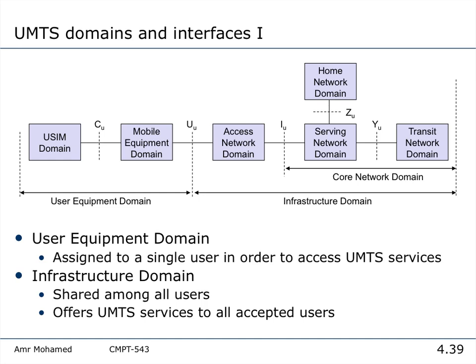From the infrastructure domain level, you have the access network domain, which includes, of course, again the base station, or we'll call it here the radio network controller. It's the same thing. And of course we have the Iu interface, which corresponds to the A interface. And then for the core network part, we have what we call the serving network domain, and we have the home network domain, and we have the transient network domain.